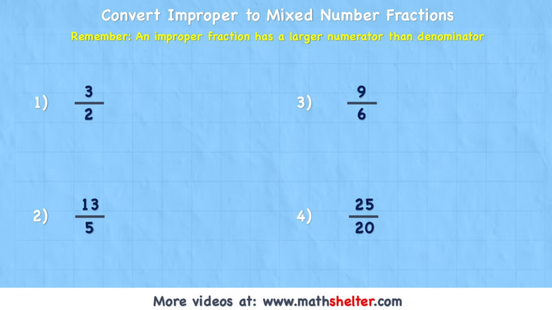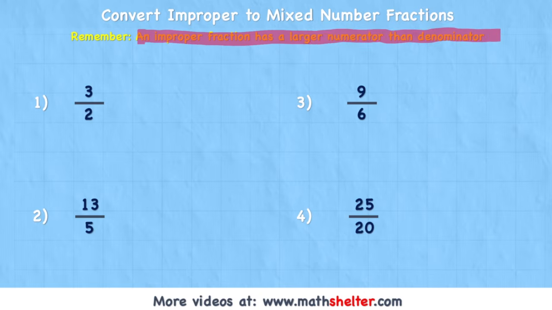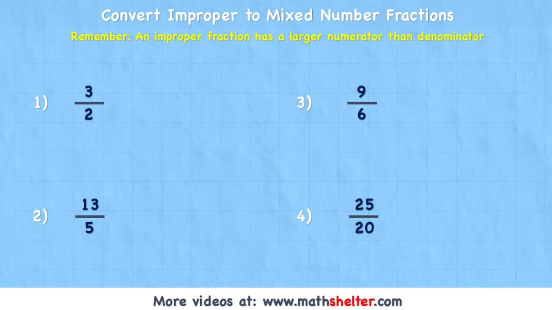Okay, what do we need to remember today? We need to remember that an improper fraction has a larger numerator than a denominator. But again, what does that mean? Well, if we take a look at this first fraction here, we have 3 halves, or 3 over 2. So we first need to understand that this number on the top is our numerator, and the number on the bottom, this 2, is our denominator.